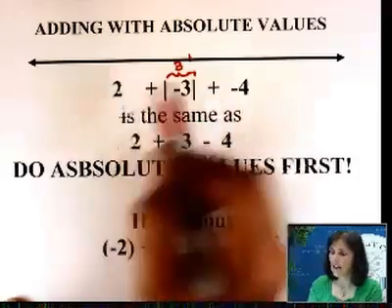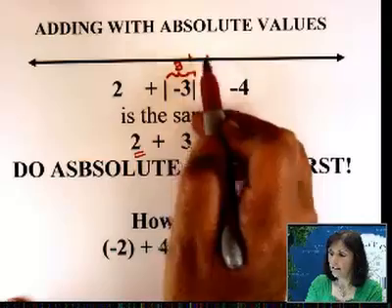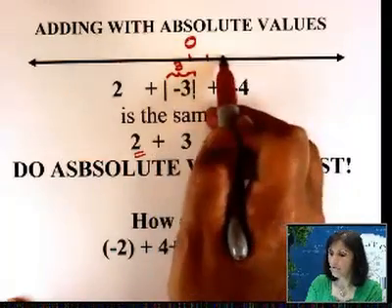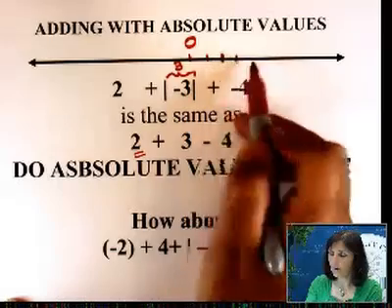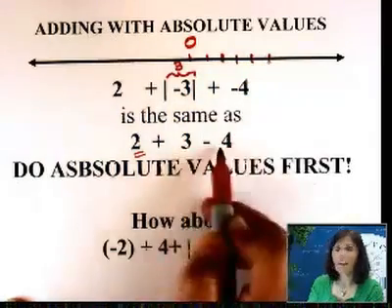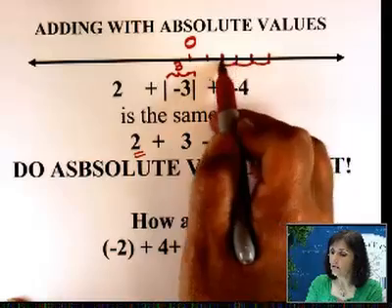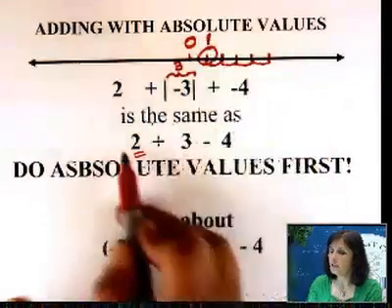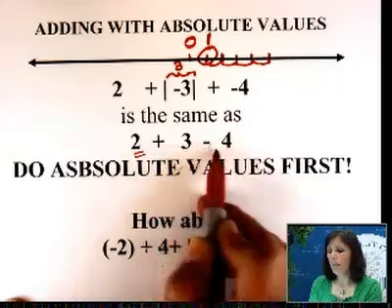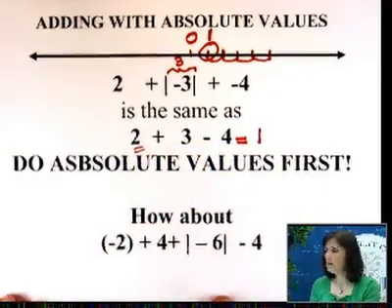So let's do that. 2 means to the right. This is my 0. 1, 2. Then I go another 3. 1, 2, 3. Then I go back 4. 1, 2, 3, 4. Where did I end up? At 1. So 2 plus 3 is 5, minus 4, that's simply 1. So let's do this one.